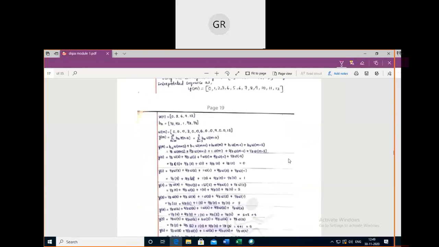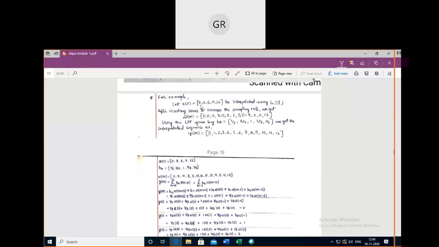Let x of n be this sequence with L equal to 3. Now w of m, the output of the upsampler, becomes: the initial value is the same. Insert 2 zeros, then take 3. Insert 2 zeros, take 6, insert 2 zeros. Take 9, insert 2 zeros. And the last value, 12, keep as it is. After 12, don't add zeros.